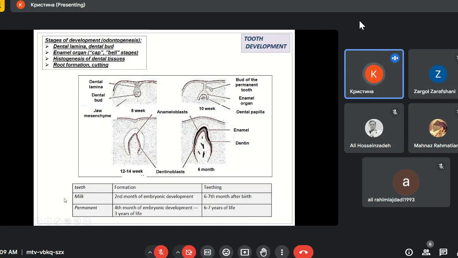Milk teeth start to be formed starting from the second month of embryonic development, and their teething starts at 6-7 months after birth. Permanent teeth start to develop also during embryogenesis, in the 4th month of embryonic development, and they start their teething when they go to the oral cavity, starting from 6-7 years of life of the child.